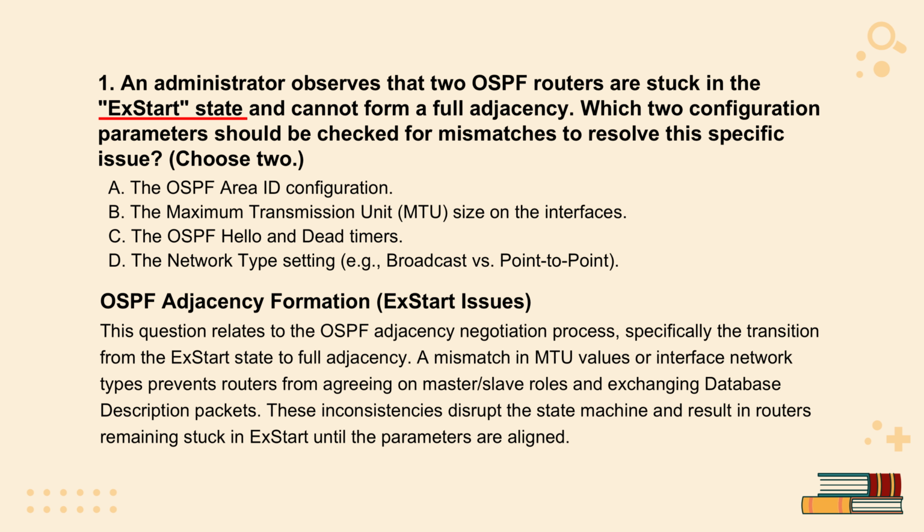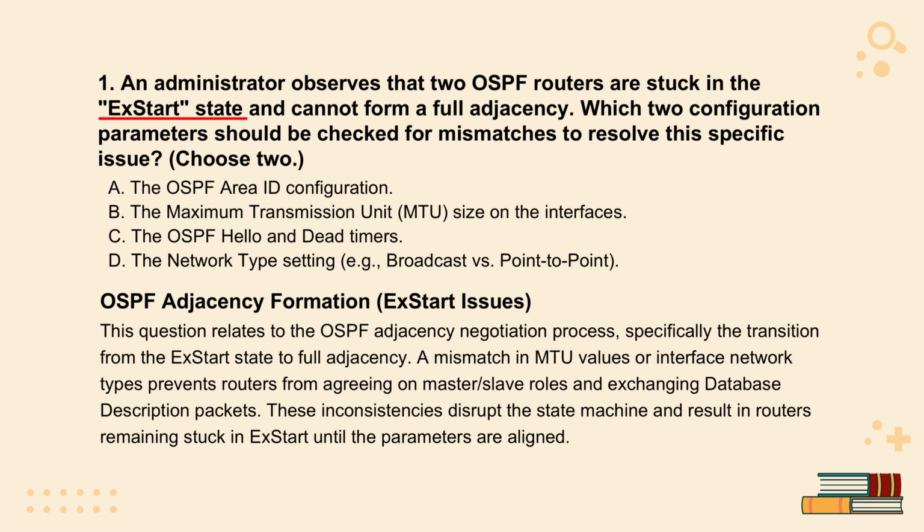Well, the ExStart state is basically the negotiation phase. It's the moment the routers are trying to agree on how they're going to exchange their databases. So if they get stuck there, it means they couldn't even agree on the basic rules of the conversation. They haven't even started talking about the actual network map yet. And our sources point to two really critical mismatches that will lock routers in ExStart forever.